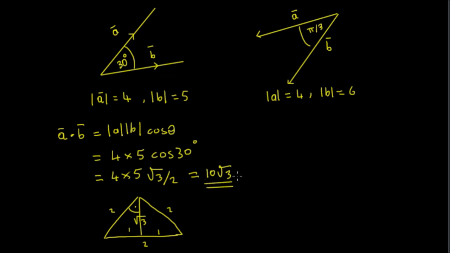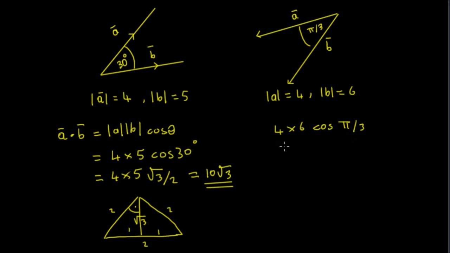So let's look at the second one here. We have vector A and vector B. The angle in between is pi by 3, so therefore the dot product A dot B is the length of A times length of B times the cos of the angle between. So the length of A is 4, the length of B is 6, the cosine of the angle in between, what's cos pi by 3?